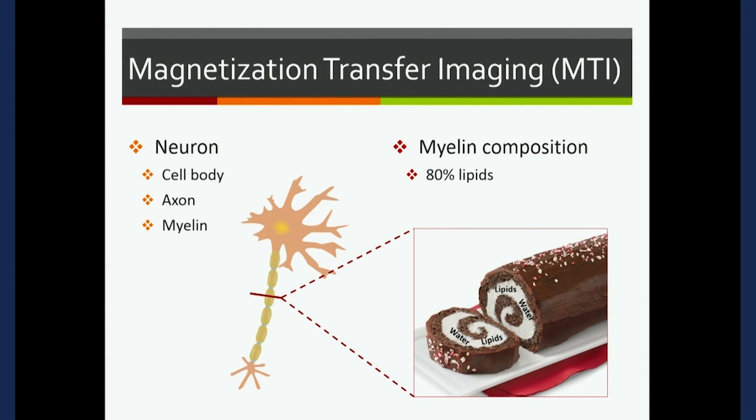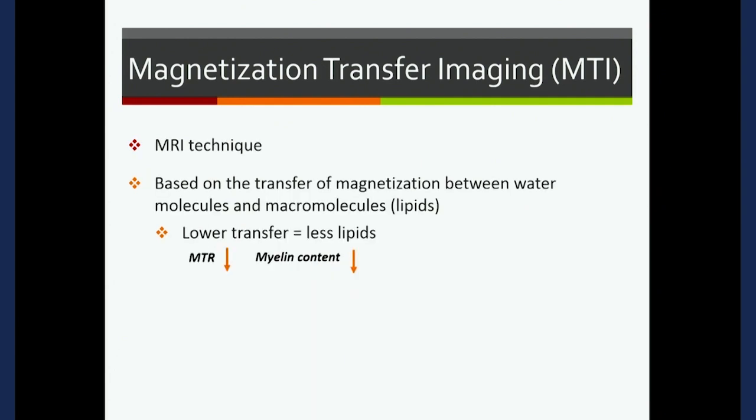And this is how I like to look at myelin. These lipid molecules and water molecules, they talk to each other. They interact. They exchange energy or magnetization. And using MRI, we can estimate that transfer. So magnetization transfer imaging is MRI-based, and when that transfer is lower, it means that there are less lipids. When we do this analysis, we get one number. It's called magnetization transfer ratio, or MTR. And anytime we see low MTR, we say, okay, there was loss in myelin.